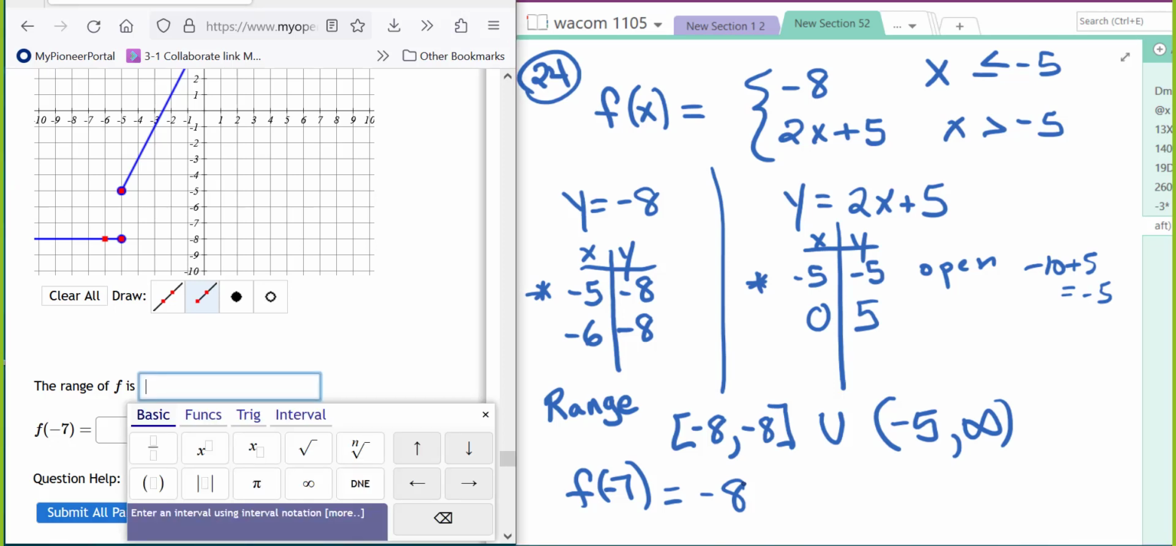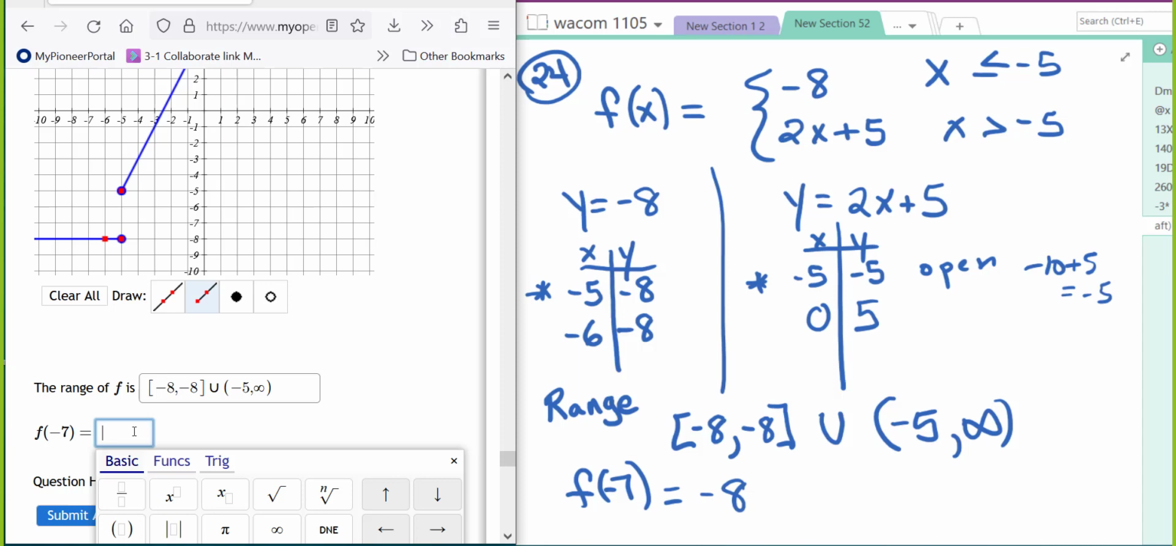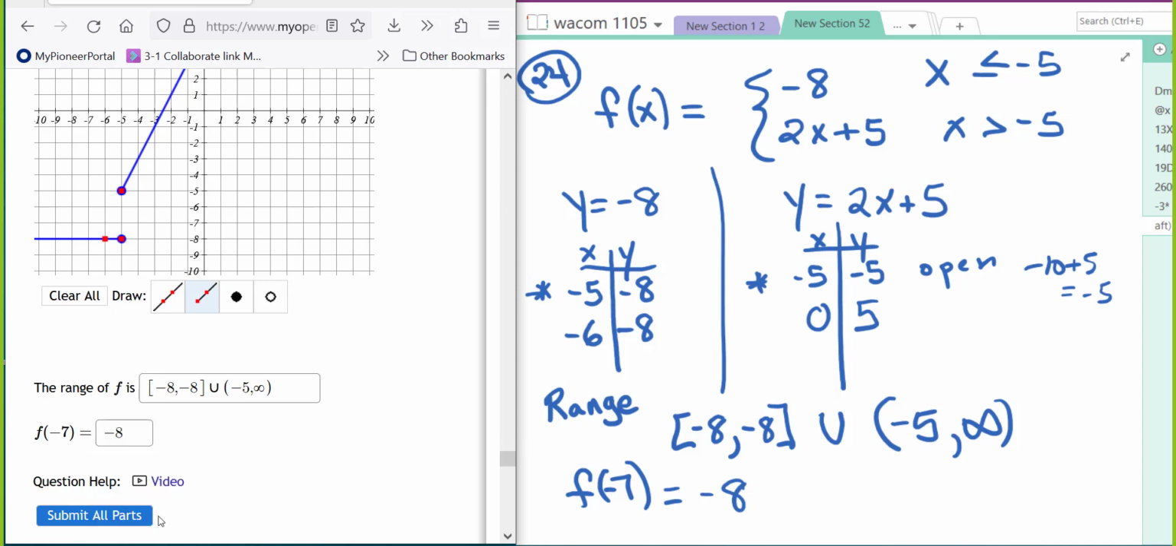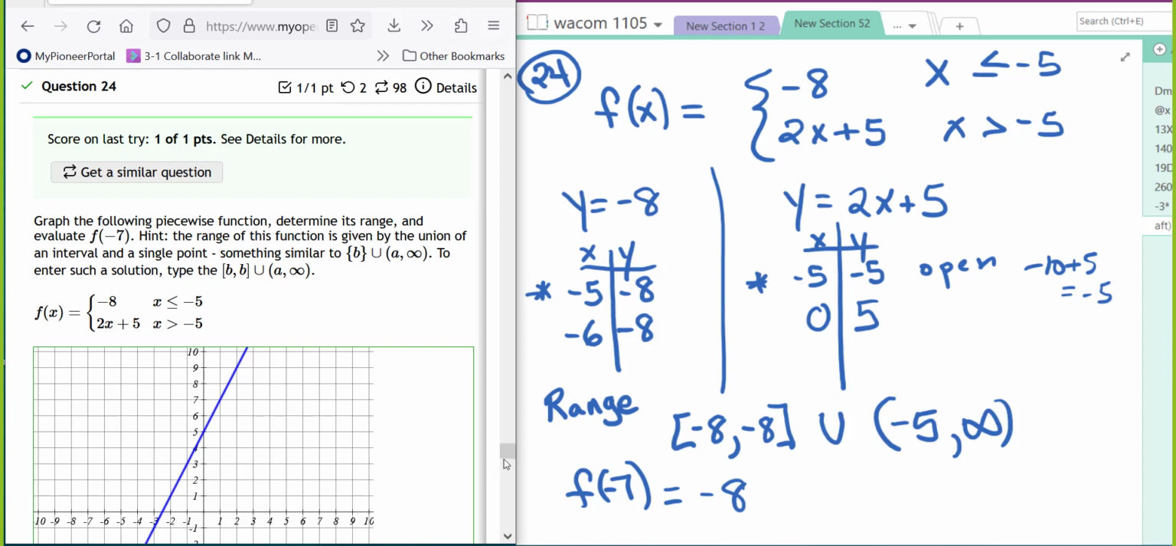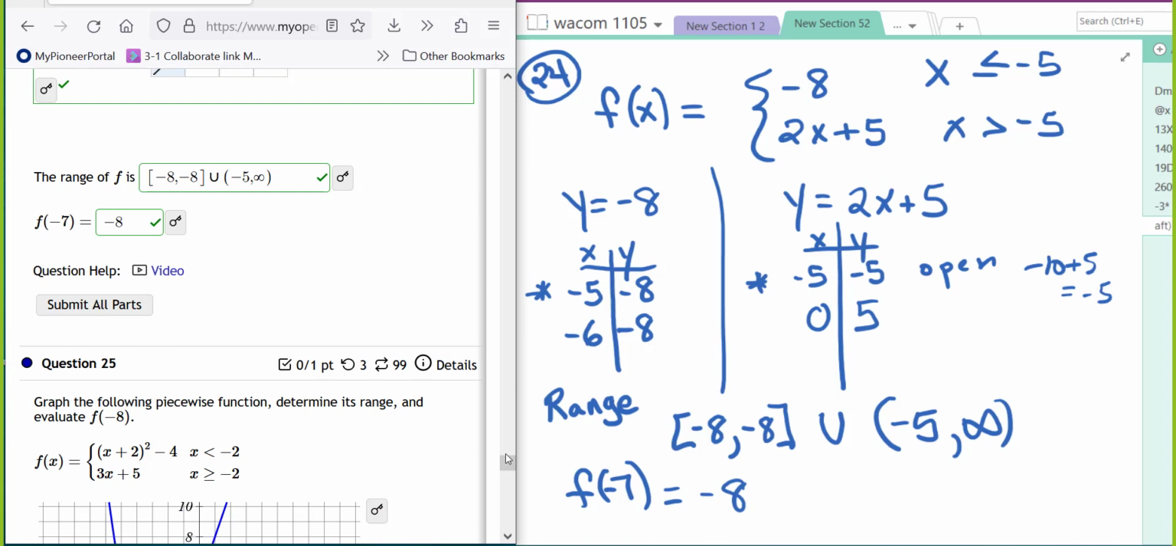All right, so let's see if we can type these in. So we want bracket to bracket. And that was the special notation that it warned us about. Union, and we want parentheses to parentheses, negative 5, comma, infinity. And f of negative 7 we said is negative 8. And we'll submit. I wanted us to be able to see if we had the graph right. Good. All right, 25.